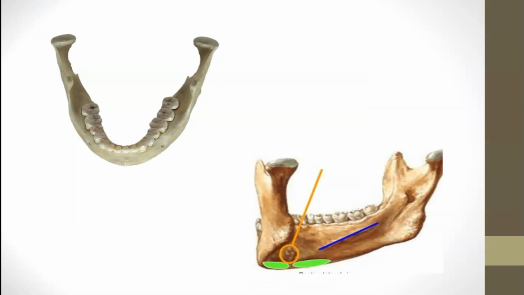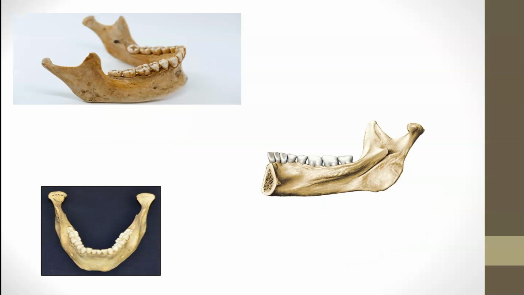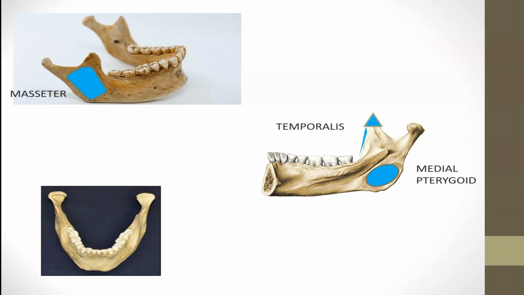In the superior border, the teeth or the sockets for the teeth are seen. In the lower border, the investing layer of deep cervical fascia is attached, and in the digastric fossa, the anterior belly of the digastric muscle is attached. In the ramus, on the lateral surface the masseter is attached, and on the medial surface below the mylohyoid groove, the medial pterygoid muscle is attached. On the coronoid process and the anterior border of the ramus of the mandible, the temporalis muscle is attached. In the pterygoid fovea, the lateral pterygoid muscle is inserted.